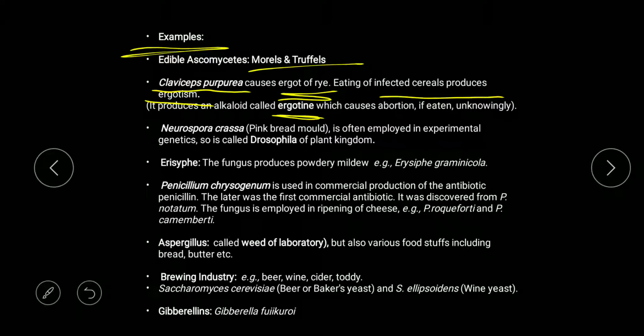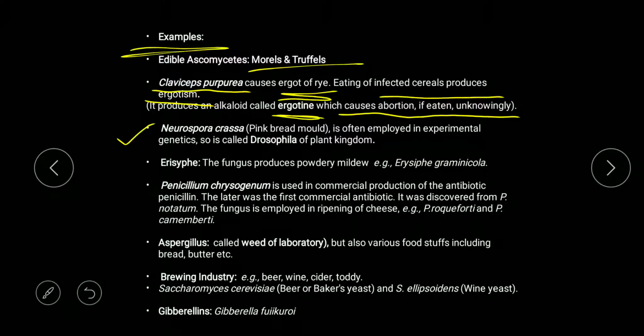So if it is taken or eaten unknowingly, it causes an abortion, that is an expulsion of fetus. So if a pregnant lady eats rye or any bajra infected with this Claviceps species, then the ergotin chemical will enter within the body of a pregnant female. Now that causes a miscarriage. Okay. Now next, another important example apart from Claviceps is Neurospora crassa, which is known as pink bread mold.